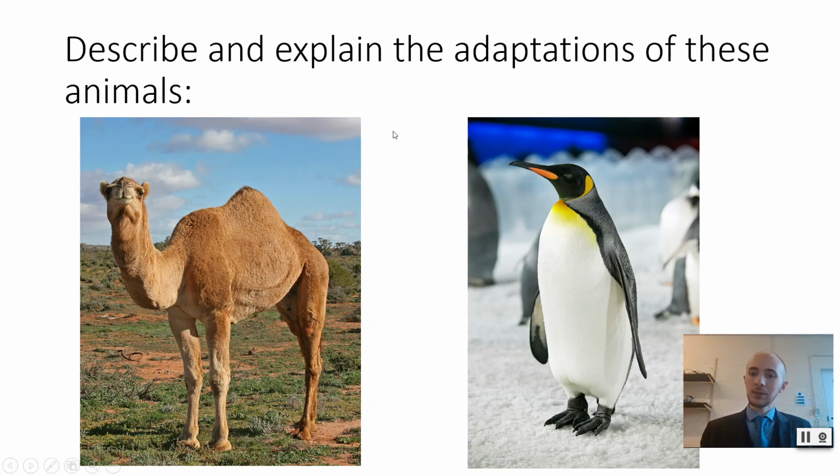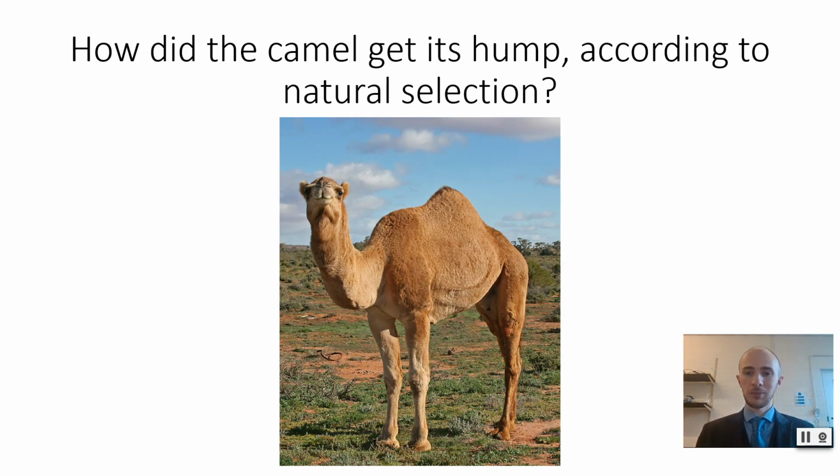Fine. Now the next thing we need to know about is natural selection. Natural selection is, according to modern scientists, how modern animals got their adaptations. That's at the moment only a theory, but it's a fairly well tested one. So the question then is, according to natural selection, how did the camel get its hump? How did the camel get its hump?